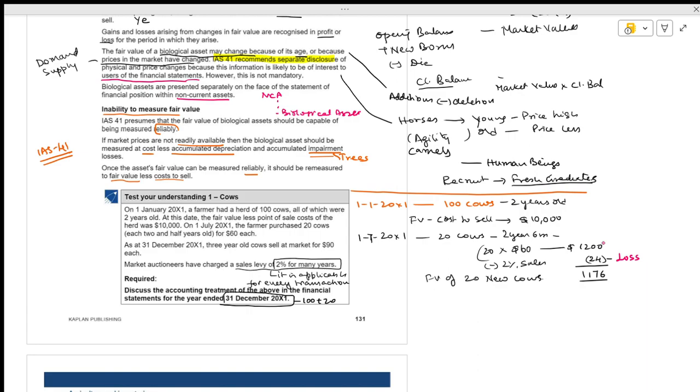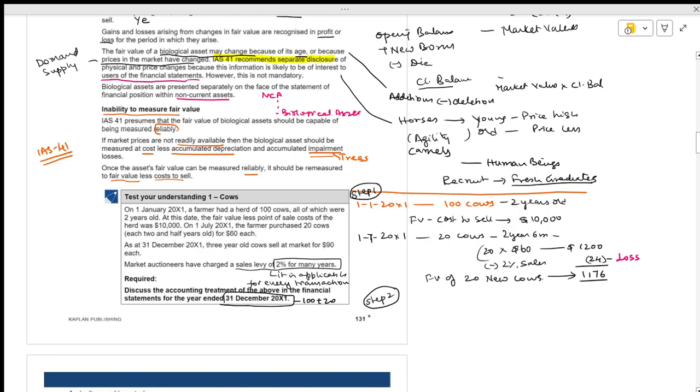Now we have to take into consideration the value of the cows. This is the value of the new cows. Make this as step 1 and this as step 2.